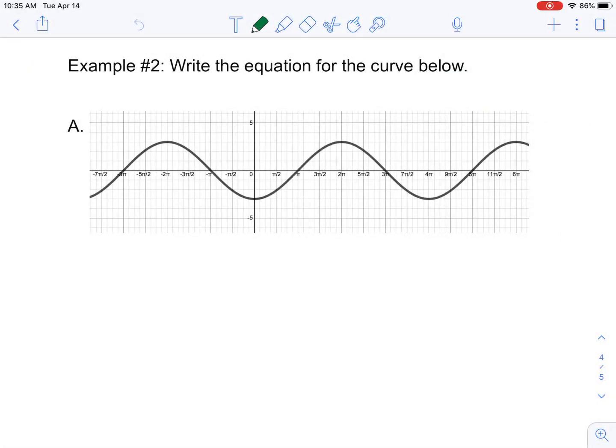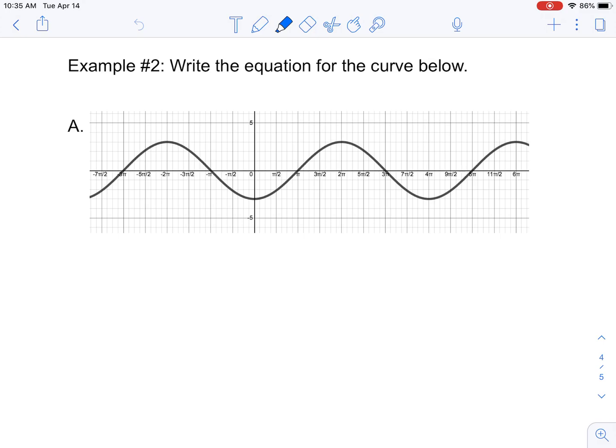Okay, now we're going to look at example 2. There are 2 problems in here, and we're going to look at a graph and write the equation of the graph. So the first thing I want to do is decide, is this a sine curve or a cosine curve? So I'm going to look at where it starts.